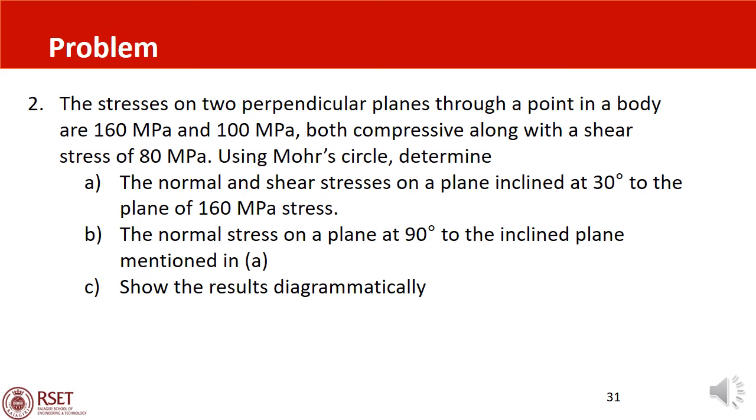Show the results diagrammatically. So here the values of sigma x and sigma y both are given to be negative. Sigma x is equal to minus 160 megapascal and sigma y is also negative, it is minus 100 megapascal, along with a positive shear stress of tau xy is equal to 80 megapascal. And we have to find out the normal and shear stress components on an arbitrary plane at an angle 30 degree from the plane carrying the 160 megapascal stress.